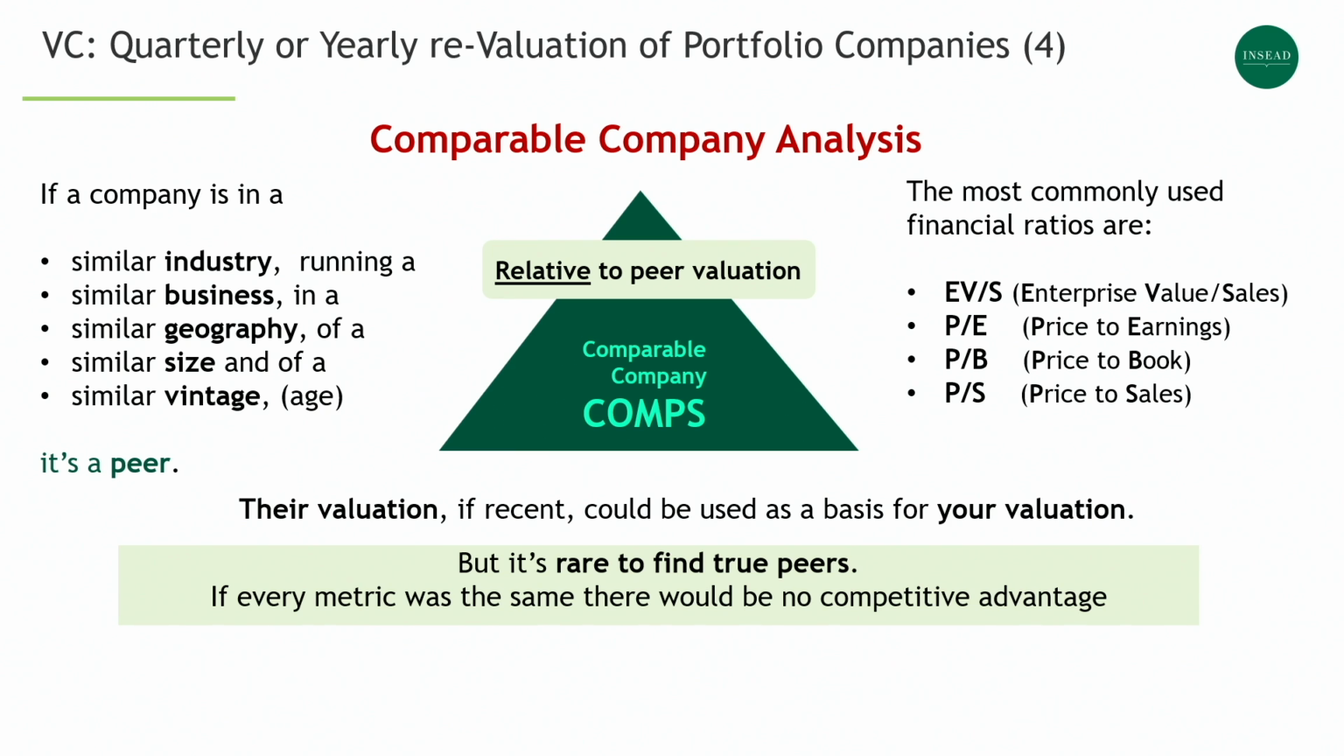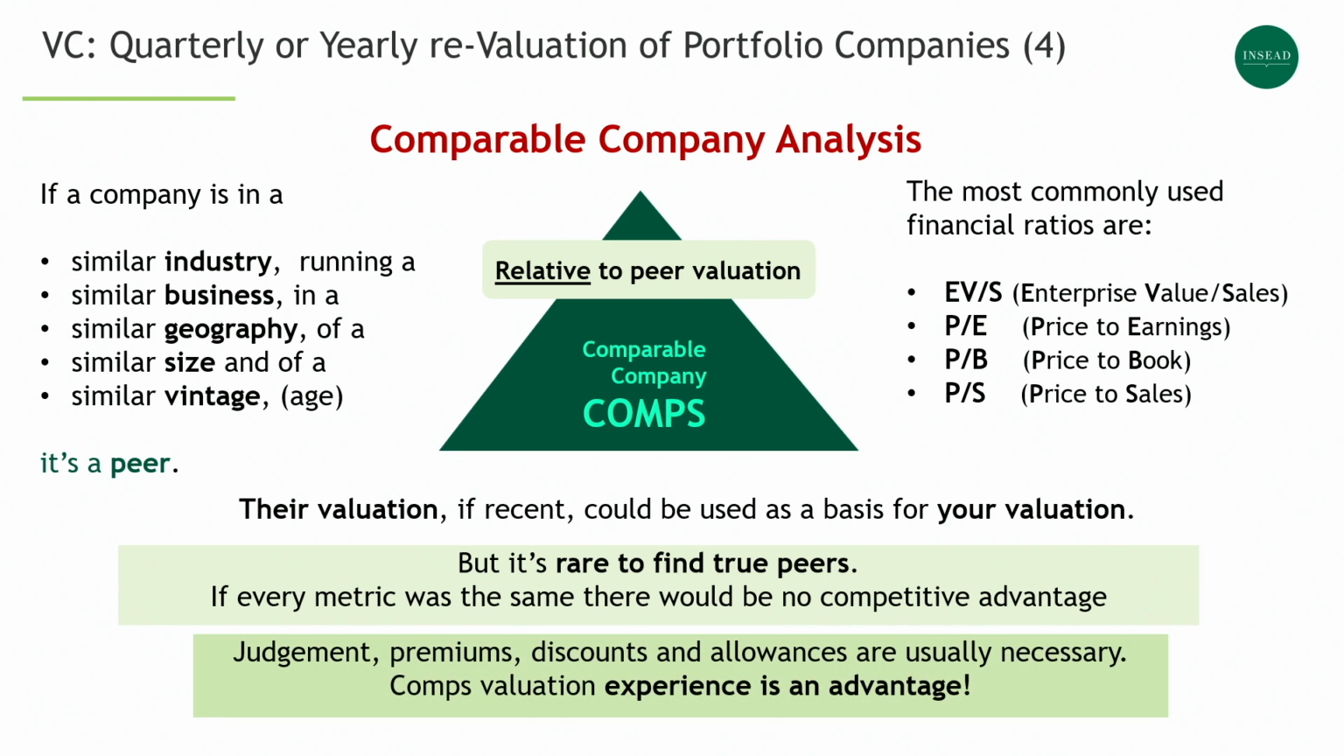If every metric was the same, there would be no competitive advantage. There would be no differences between the valuations that VCs put onto those portfolio companies. So judgment, premiums, discounts, allowances are usually necessary. With comps valuations, experience is clearly an advantage. So those VCs that have done this for a while will probably be faster in assessing that.